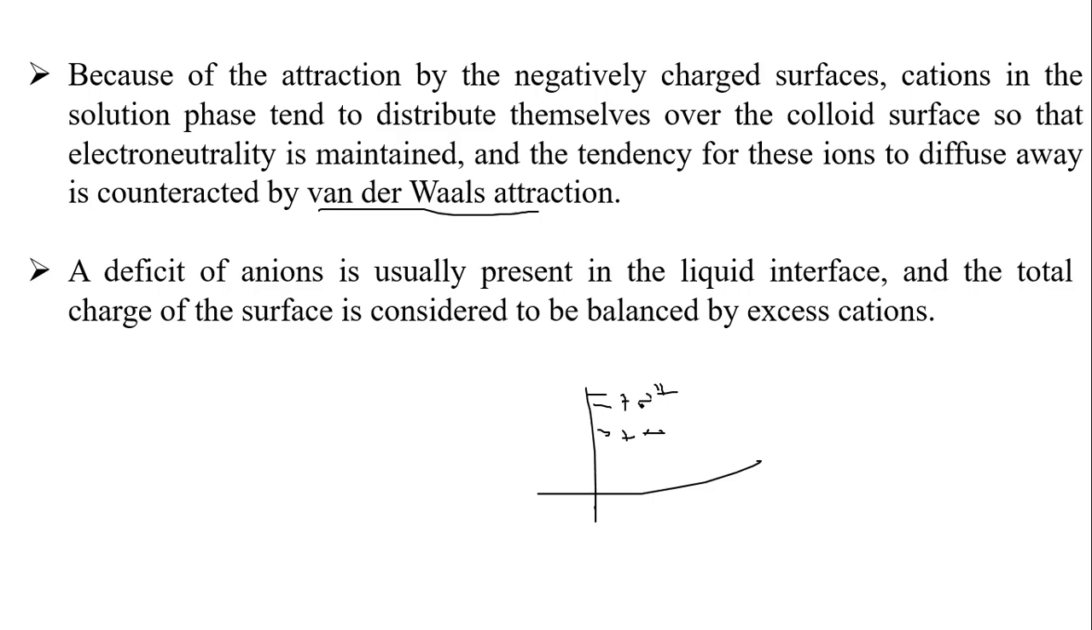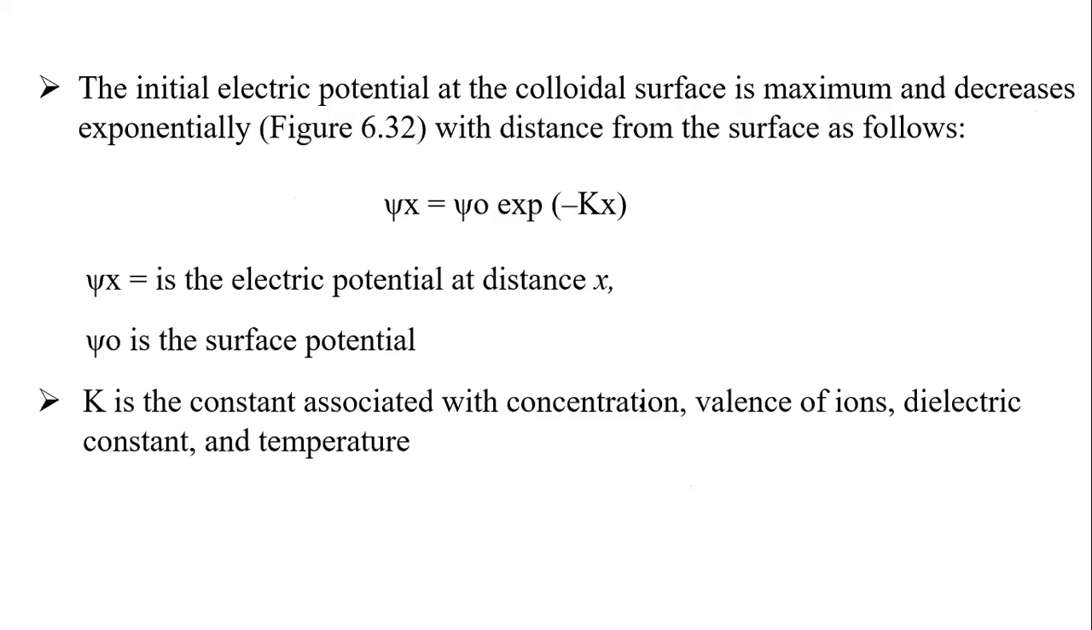So the deficit of anions is usually present at the surface. Generally due to this exchange, there is definitely a deficit of anions at the surface. The total charge of the surface will be balanced by the excess cations. Whenever we find an anion deficit at the surface, excess cations will reduce that deficiency. This usually happens.